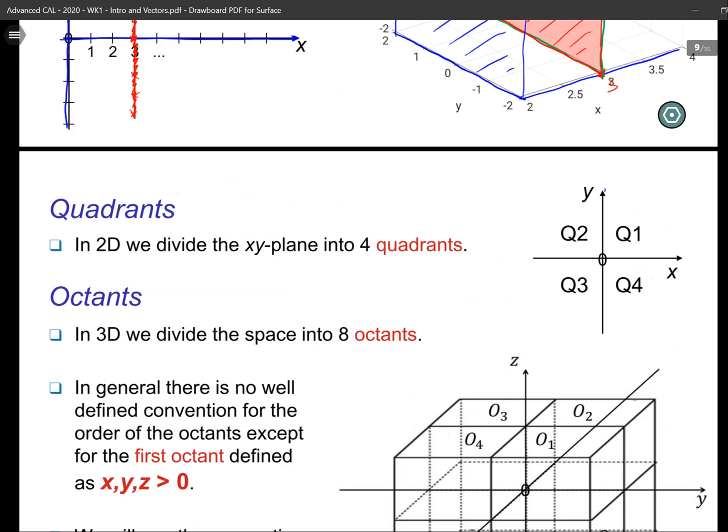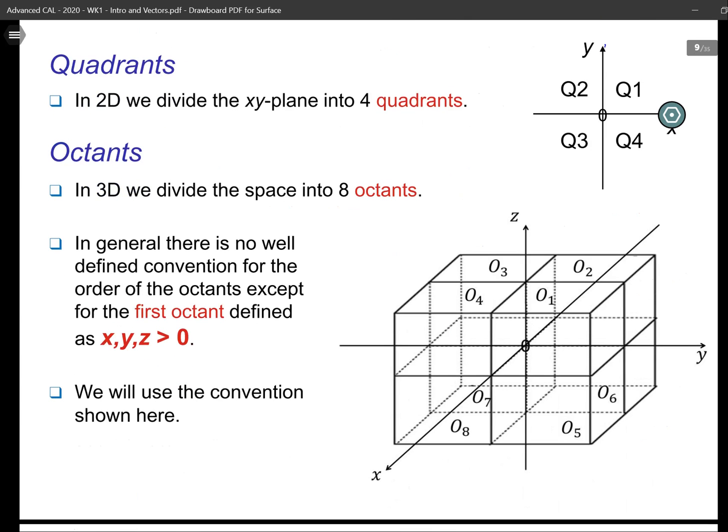Now let's take a look at the next slide. This is about two terminologies, which are the quadrants and octants. They are a little bit different, but they have similarities. The similarity is that these are the regions separated by the axes. Quadrants are something we use in 2D: 2D regions separated by the axes. So let's draw the axes. We have the x-axis right here and the y-axis right there. Now, let's find out about the regions separated by these two lines.